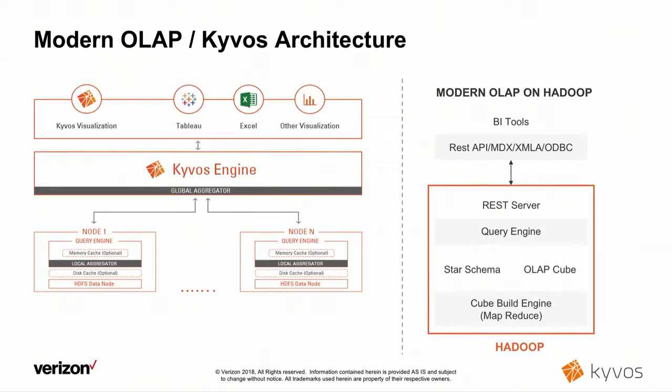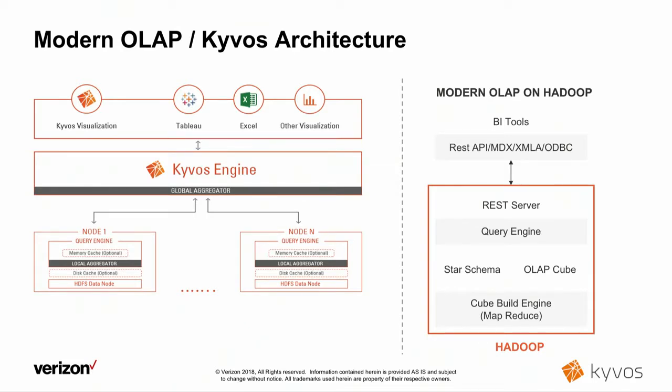So Kyvos consists of mainly two components. One is an OLAP engine, and the other one is the query node. So let's look at it in a little more detail. When you process a cube, the OLAP engine will submit a map reduce job to your underlying HDFS. What it does is it creates all the pre-aggregates based on your cube design for different measures and dimensions, and makes them into small cuboid files that stretch all across your HDFS data nodes.